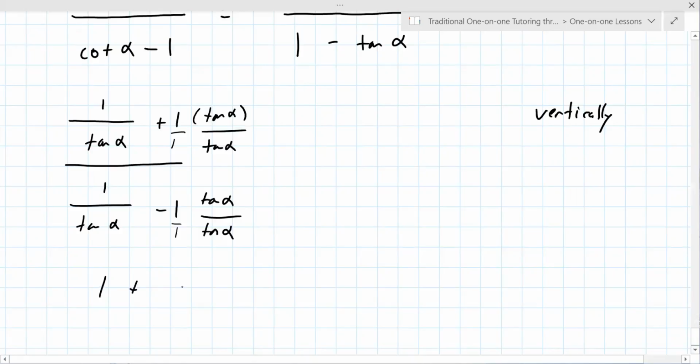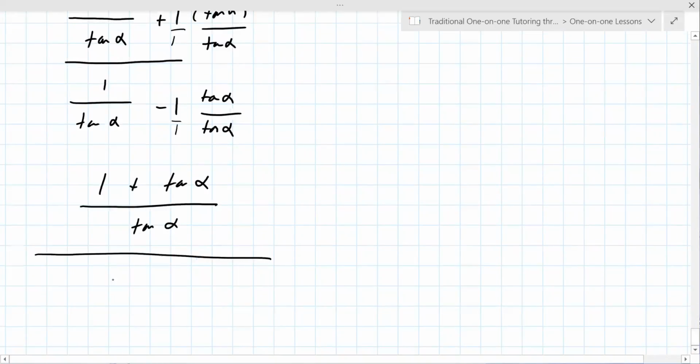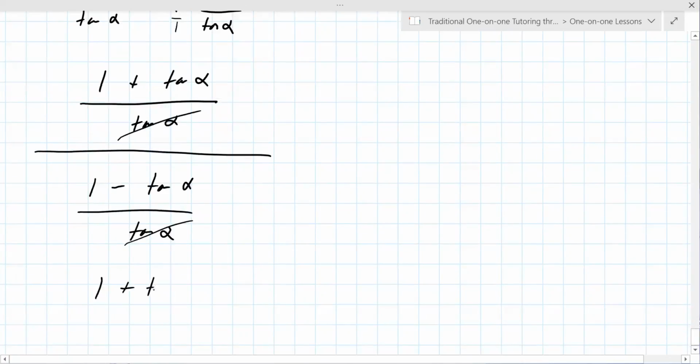Okay, so it's 1 plus tangent of alpha over tangent of alpha in the numerator, all over 1 minus tangent of alpha over tangent of alpha. So whenever you have the same bottoms, they cancel, and you write 1 plus tangent of alpha over 1 minus tangent of alpha. I believe that's what it wanted.